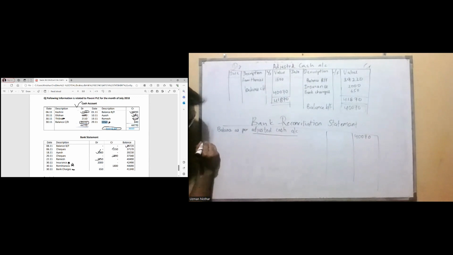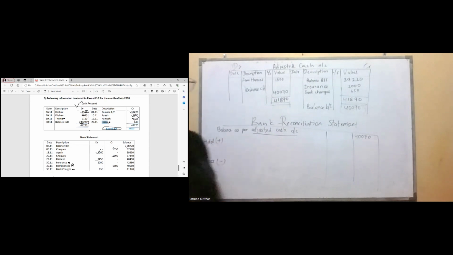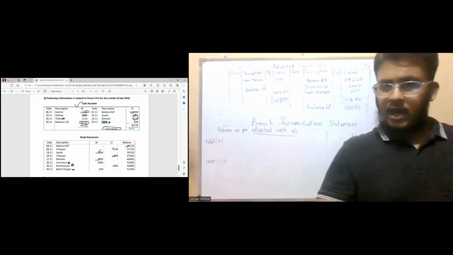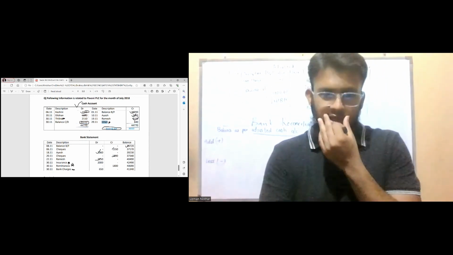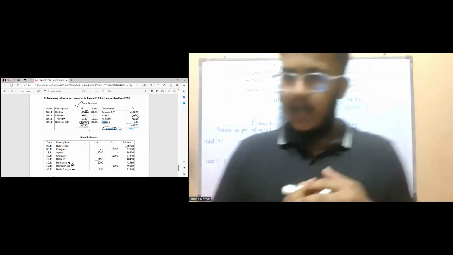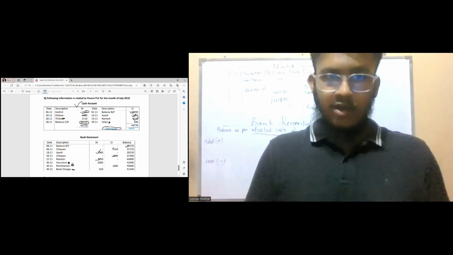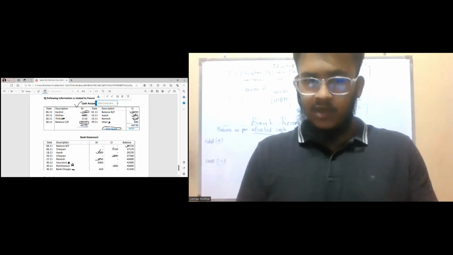Then moving on, we have to add unpresented checks, and then less unrealized checks. That's our format. I told you in the beginning of the session, let's say the cash account can also be known as the bank account. There's no difference between these two.